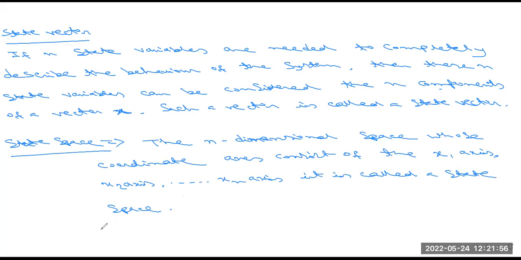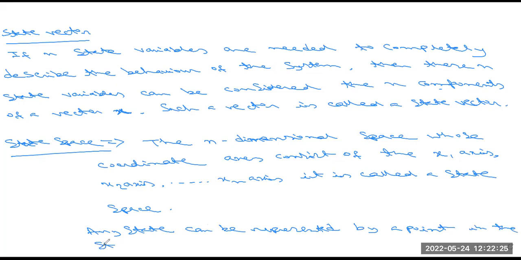And any state, so please remember, any state means x1, x2, x3, x100, x500, and so on up to xn. So any state can be represented by a point in the state space. So this is basically called the state space.